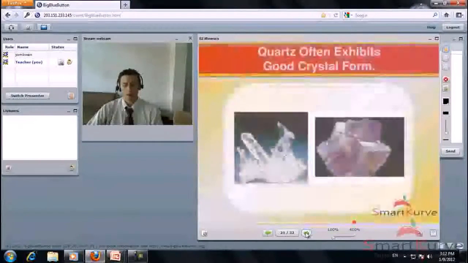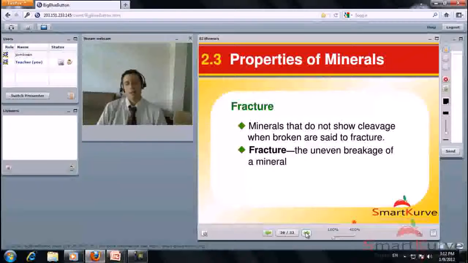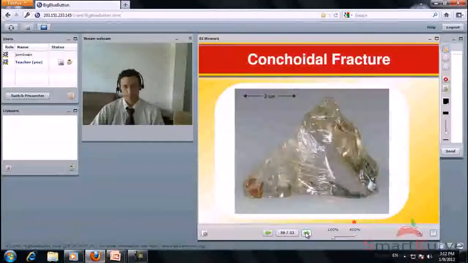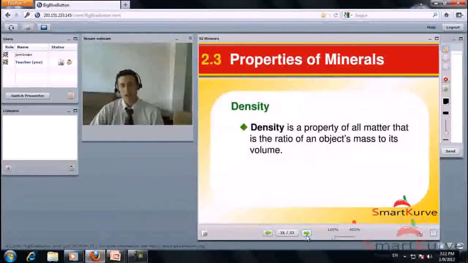All right, let's move on to slide 29. Fracture. Minerals that do not show cleavage, when broken, are said to fracture. Fracture is uneven breaking. And on slide 30 we see what we call conchoidal fracture. So notice this mineral does not break into nice even sheets the way mica does. Density is a property of all matter, the ratio of the mass to the volume. How much mass in a given volume.